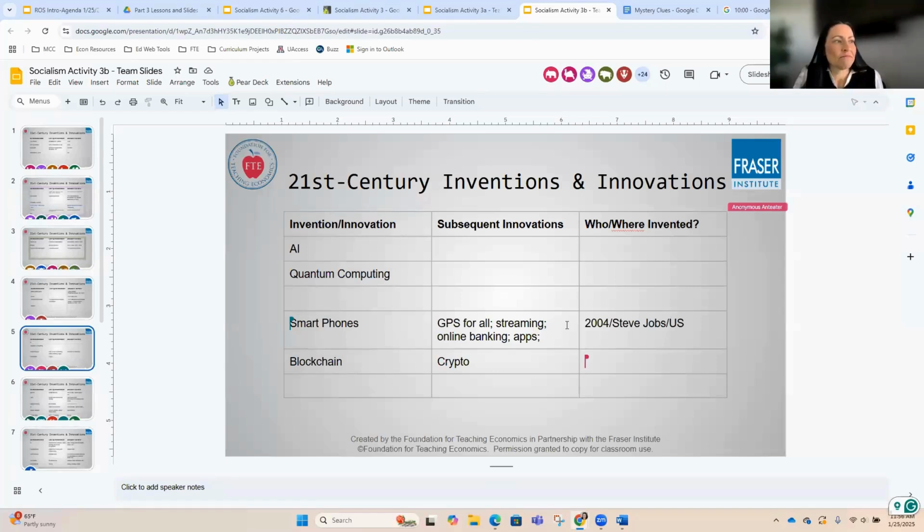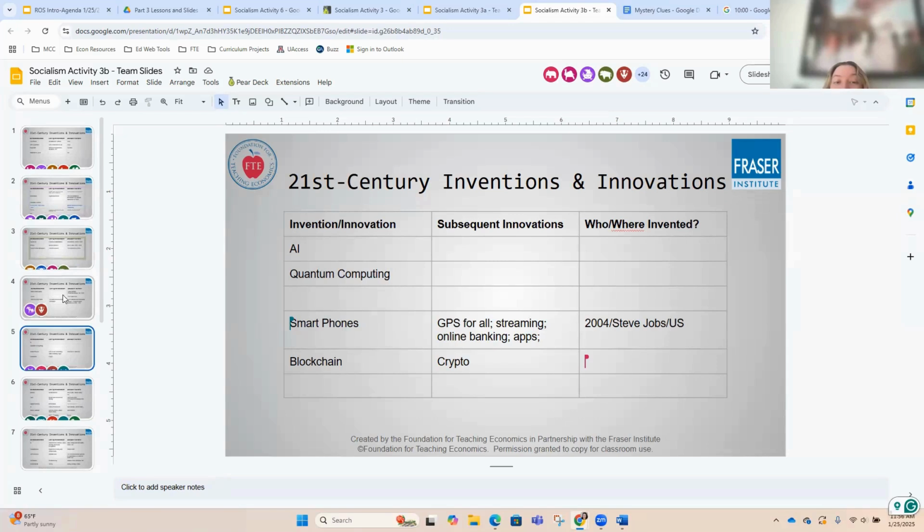We said it's coming from the US, about 2004, 2005. And with smartphones, all the innovations that come with it are all the things that link to smartphones: improvements with GPS, streaming, social media, online banking, everything being in an app. That is the chain that comes with it.